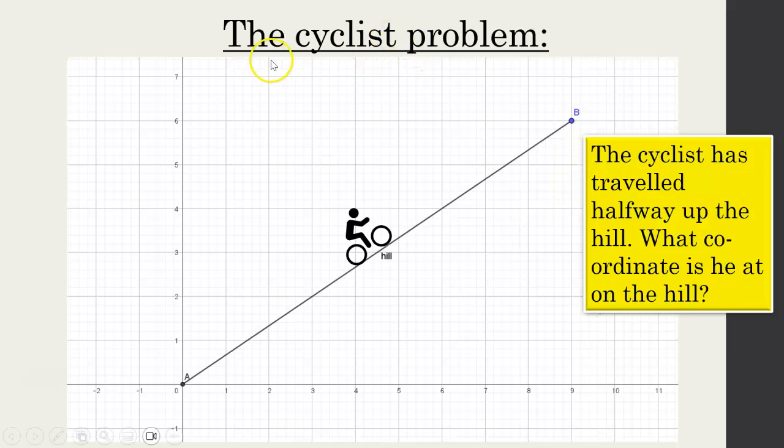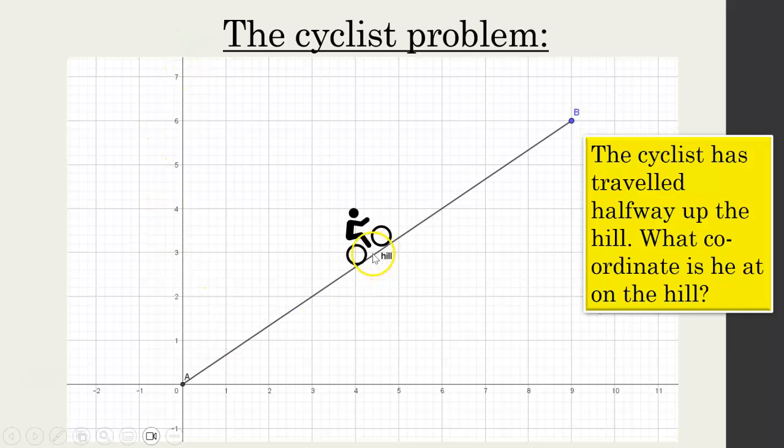Here's the cyclist problem. The cyclist has travelled halfway up the hill. What coordinate is he at on the hill? So the hill starts down there, and he goes up the hill, and there's the finish point of the hill, but he's gone up to about halfway. So what point is he actually at on this plane? We have our x-axis, we have our y-axis. What point is he at there?